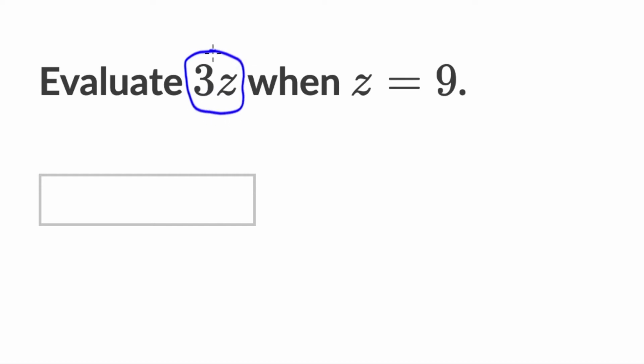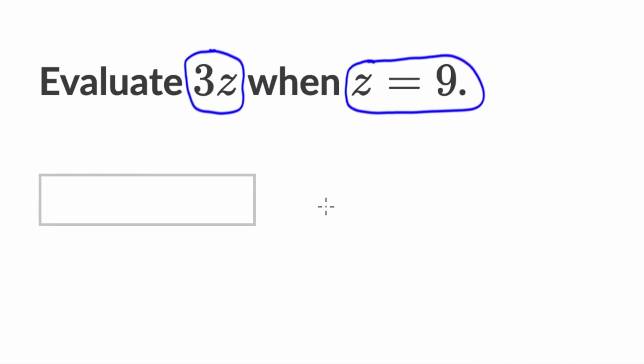Let's circle it. Well, when you have a number and the letter both together, it means we're going to multiply them. Now, why in the world do we do this? I don't know, but my goal is to help you pass your math class, so let's do this. And it's saying z equals 9, so this is very helpful information.